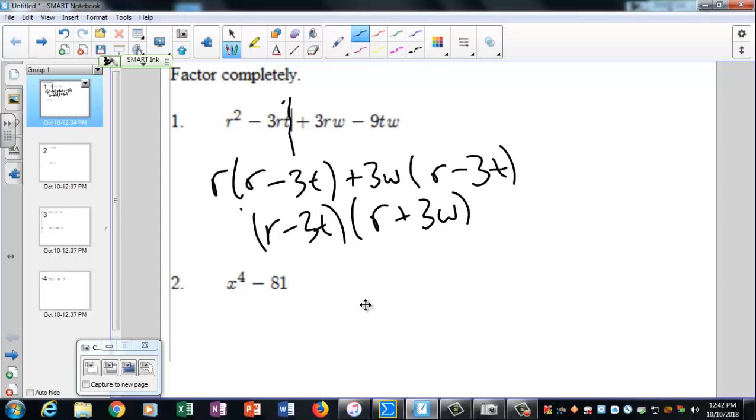If you put 3T minus R, then the other parenthesis has to be negative R minus 3W. If you put 3T minus R, then that is wrong, yes. Sometimes you can have some variations in the minuses, but in this case, that would be wrong, yes. Yes, that would be okay. That's the commutative property of addition.